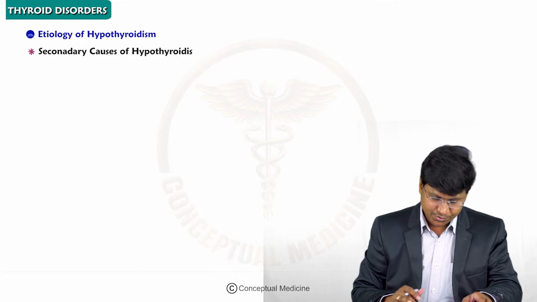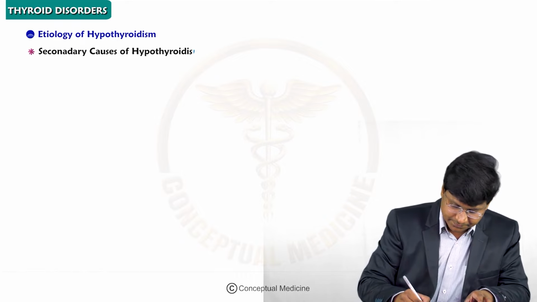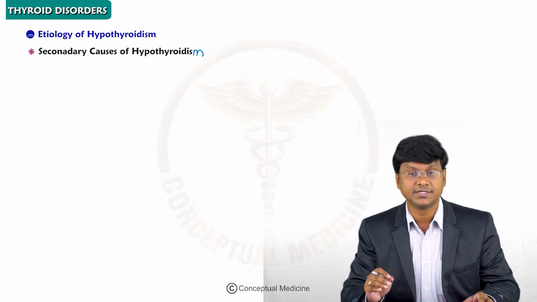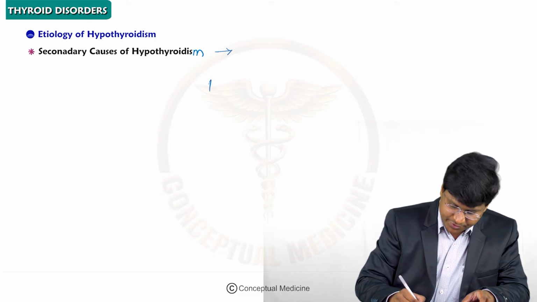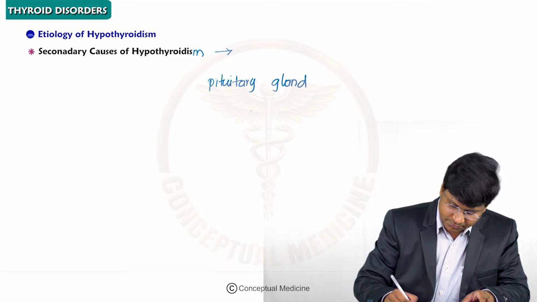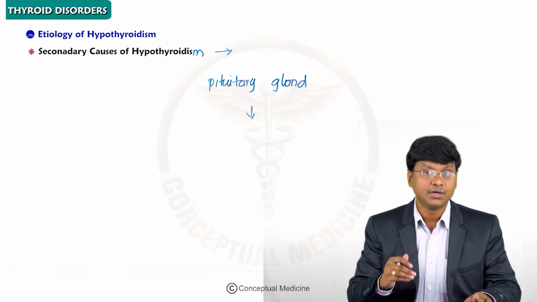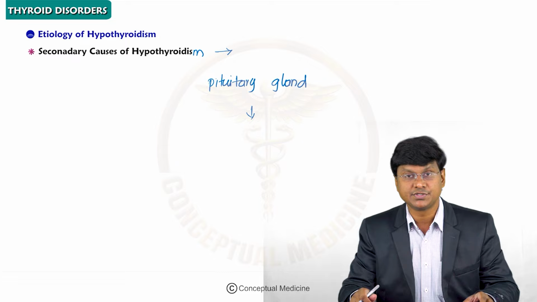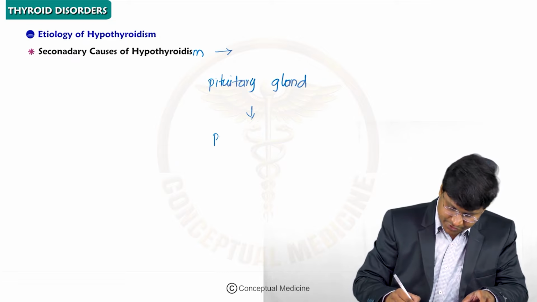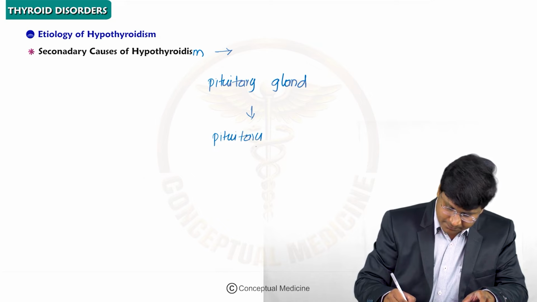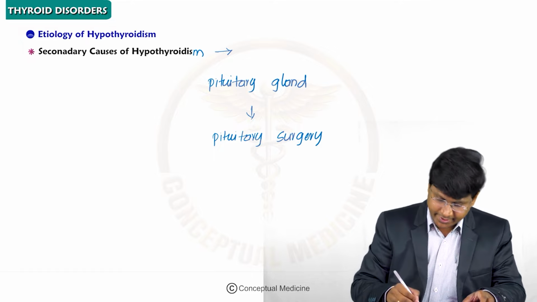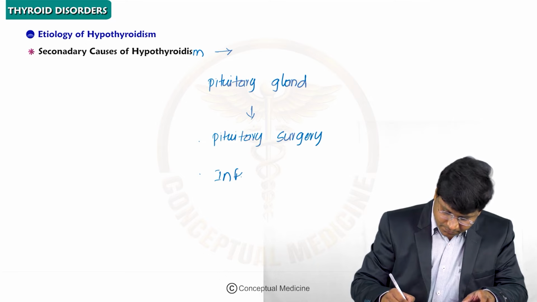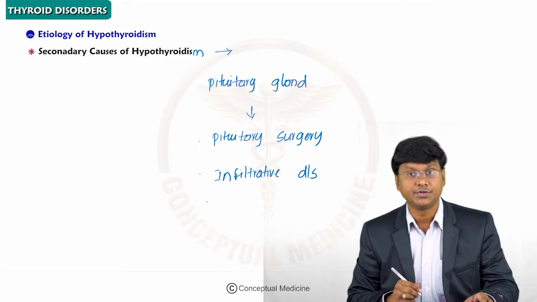Then followed by that, you should know the causes of secondary hypothyroidism. For secondary hypothyroidism to occur, the pathology should be at the level of the pituitary gland. Now, which particular pathology of the pituitary gland can make the individual land up in hypothyroidism? That includes pituitary surgery. Number 2, infiltrative disorders into the pituitary gland.